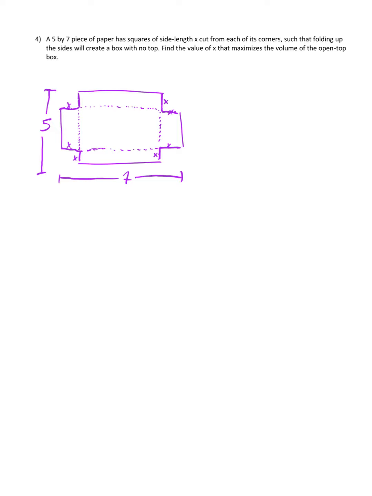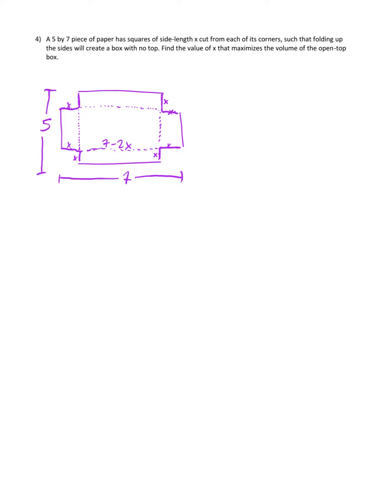Now, this is the length, okay? Remember, it was 7, okay? It was 7, but we're going to take away x and another x to get this length. So 7 minus x gives the length of the box. So that's 7 minus 2x.